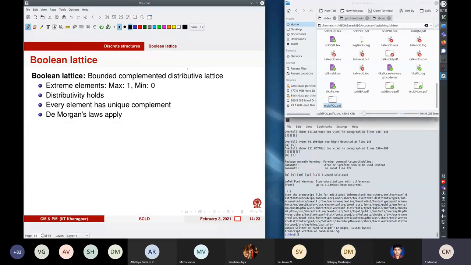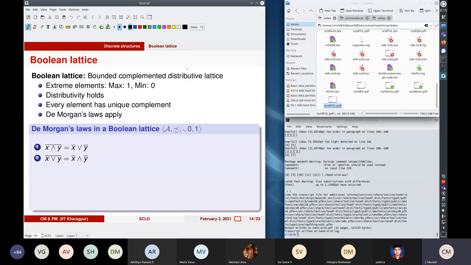Of course, because these are distributive lattices, this distributivity gives rise to interesting properties. That is, each element has a unique complement, because you have studied that in a bounded complemented distributive lattice, every element has a unique complement. And De Morgan's laws also apply.